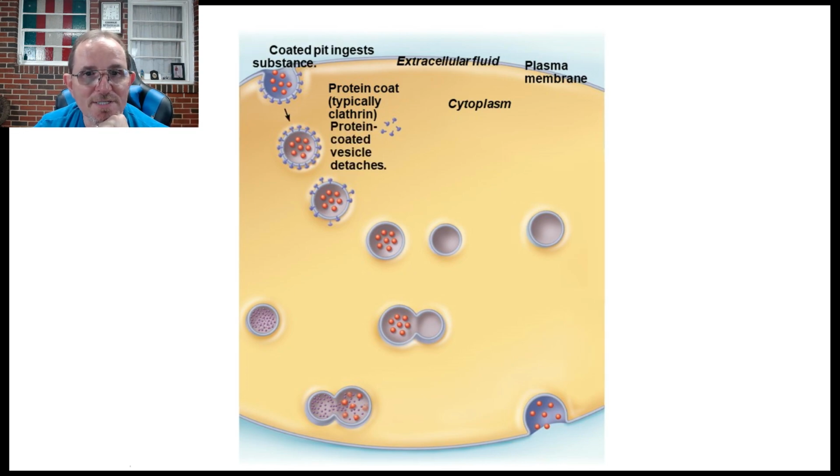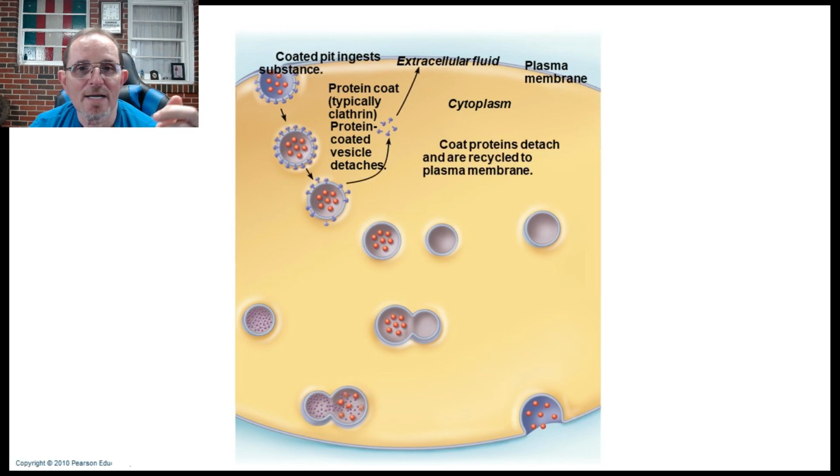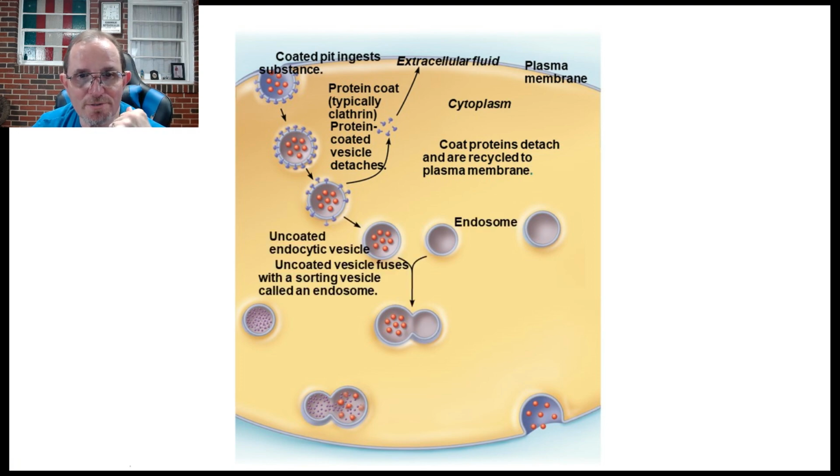So here's the process. These guys bind to those receptors, causing the plasma membrane to evaginate, forming these vesicles. The vesicles no longer need the clathrin, so they go back and attach themselves to the plasma membrane so they can be reused. And then the vesicle continues onward.